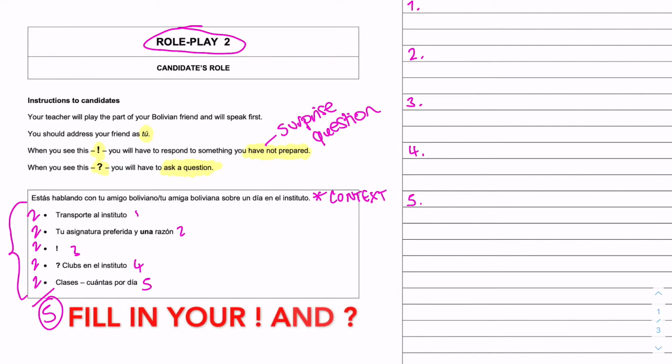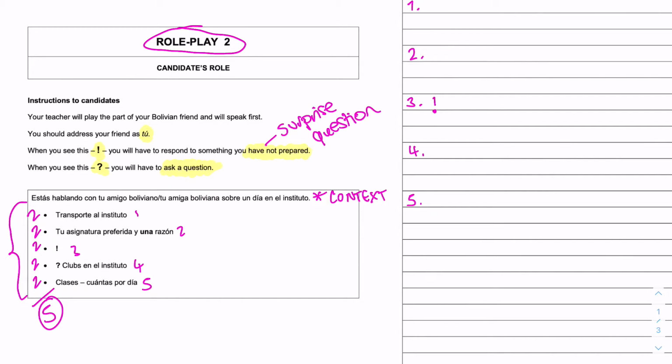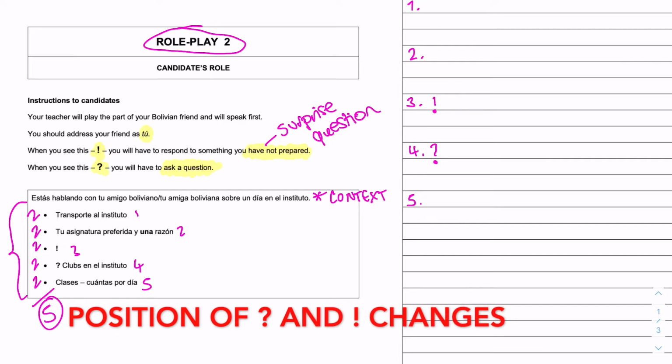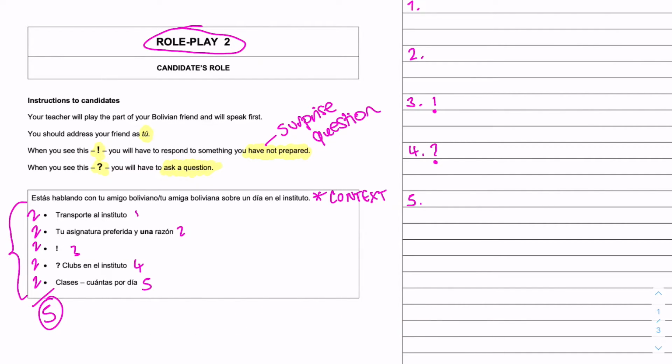I know that point number 3 is my surprise question. So what I'm going to do is I'm going to put a little exclamation mark there to keep me on track. And point number 4 is my question. So I'm going to put my little question mark so I know that I have to write a question there. Now, do be aware that the position of the surprise question and the question that you have to ask can change. So it's not a rule of thumb that it will always appear there. So now I've got my points 1 to 5 down. I've put my surprise question and my question mark.